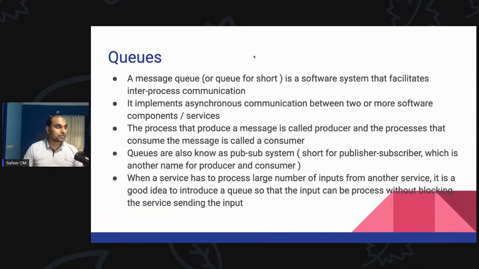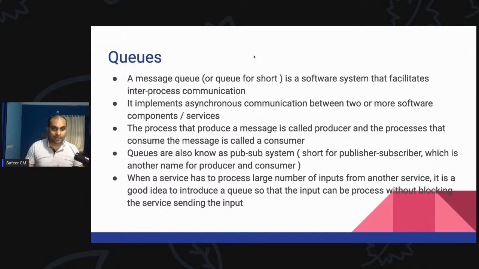So what is the advantage of queues instead of these services talking to each other directly? The most important part is it implements an asynchronous communication between two or more software components. Let us say there's a process that produces a message. In the world of queues, it is called a producer, and then there's a process that consumes the message, which is called a consumer. The consumer and producer are also usually called publisher or subscriber. And because of that, queues are also called pub-sub systems. So you will hear these names interchangeably: queues, message queues, pub-sub systems, etc.